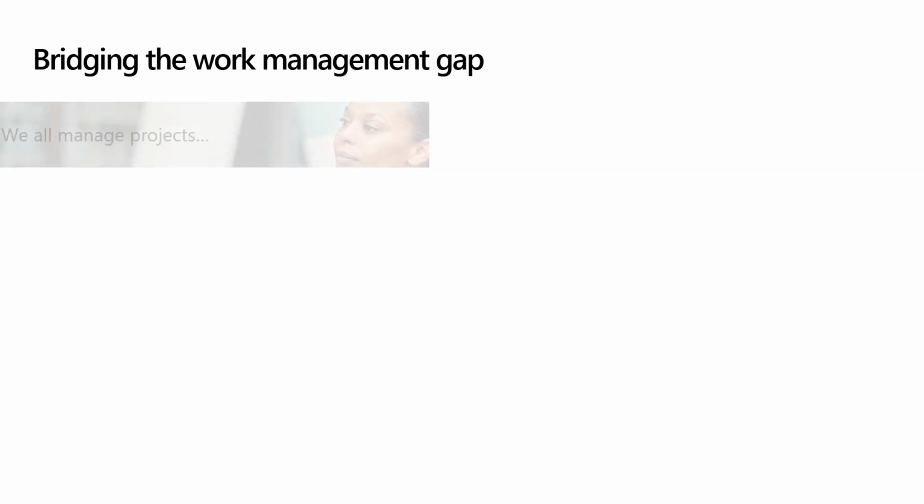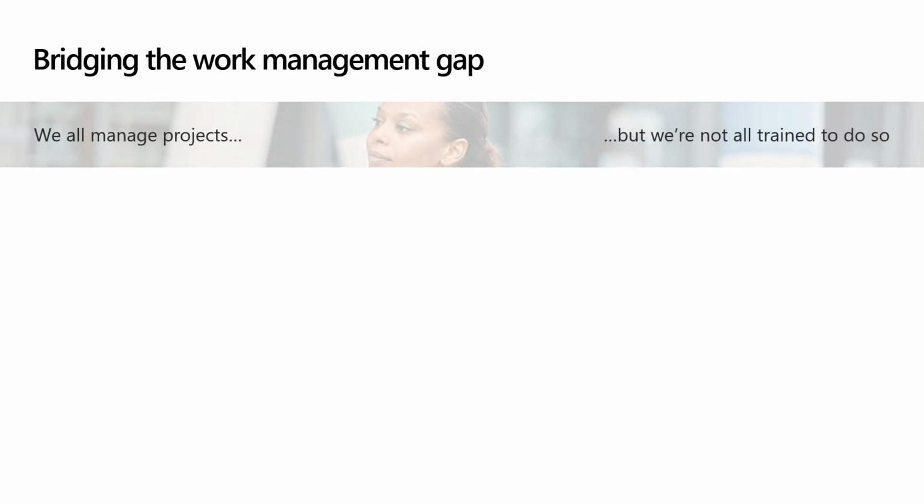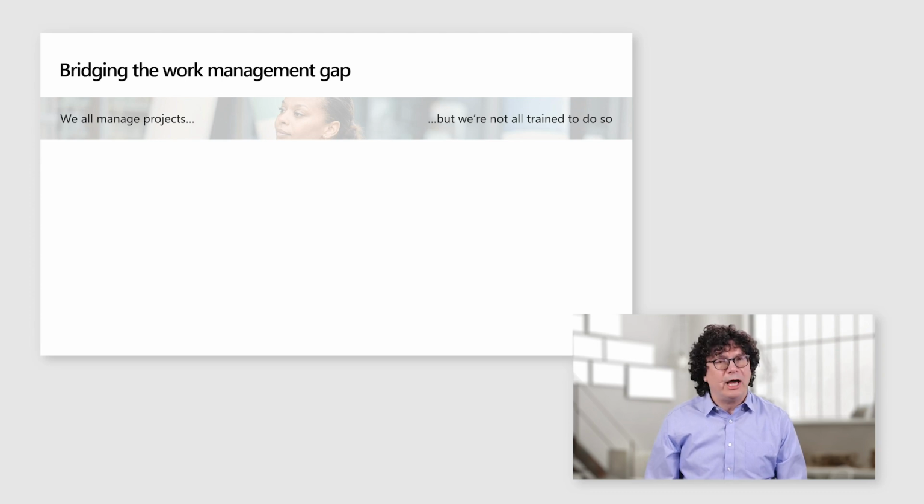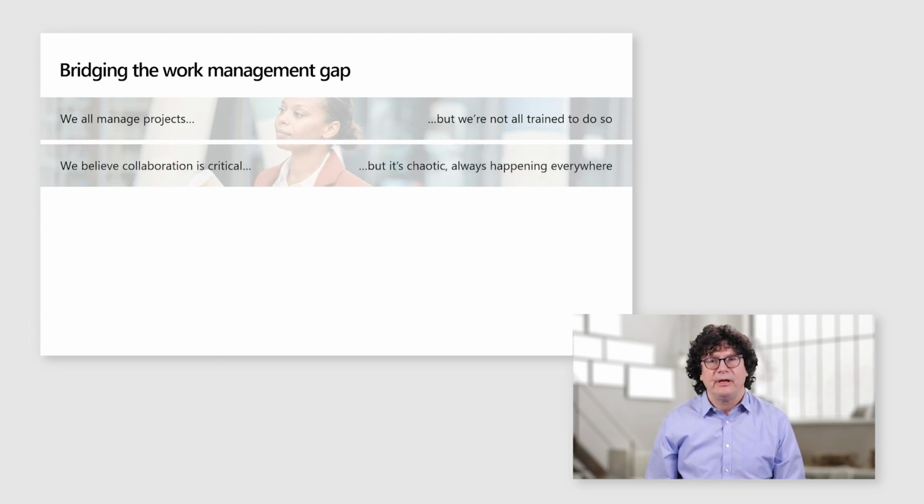We talk to a lot of customers at Microsoft, and one of the things we hear again and again, especially about work management and project management, is something we call the work management gap. It really starts with this idea that we all manage projects, but we're not all trained to manage projects. We believe collaboration is critical, and we find that our customers who are using Teams heavily are really able to improve their collaboration, but for many people, many enterprises, collaboration is still chaotic and happens in hallways, in documents, in chats, and in emails.